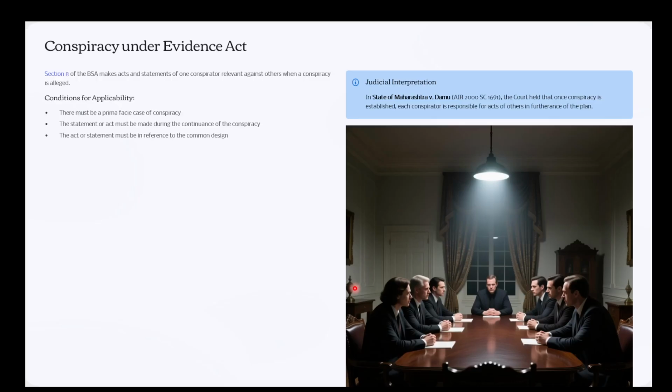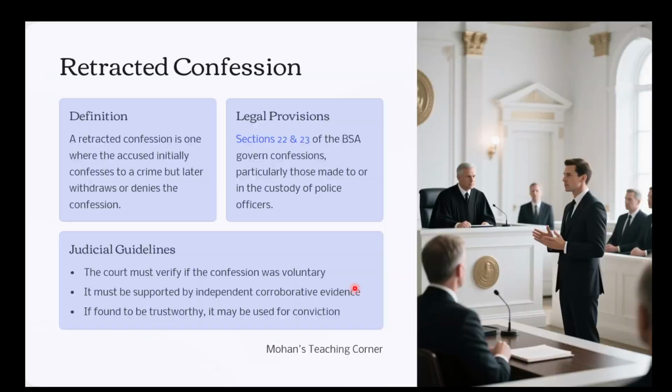Here, the judicial interpretation in State of Maharashtra versus Dhamu: the court held that once the conspiracy is established, each conspirator is responsible for the acts of others in furtherance of the plan. This is about the conspiracy under the Evidence Act, which is mentioned in section 8 of the BSA.